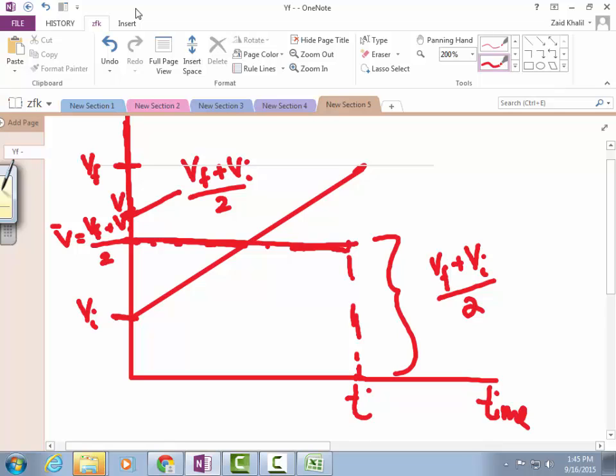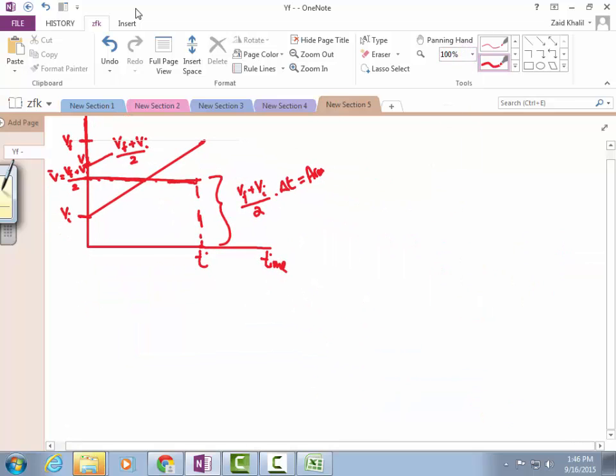And what's its width? Delta t, or t, is the area. Correct? So now let's zoom in. So the area is (VF plus VI) over 2, right? And the time, the change in time, is just delta t. In this case, delta t is simply t. But the area, we know this from before, is equal to the displacement, which is delta x.